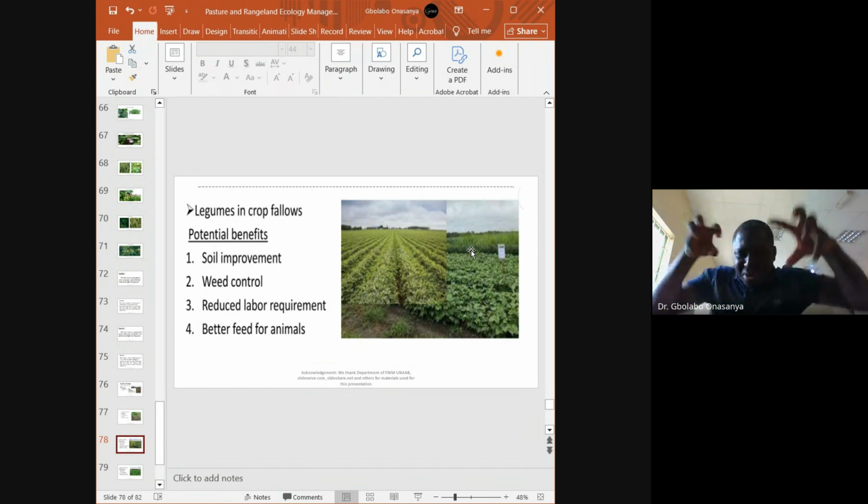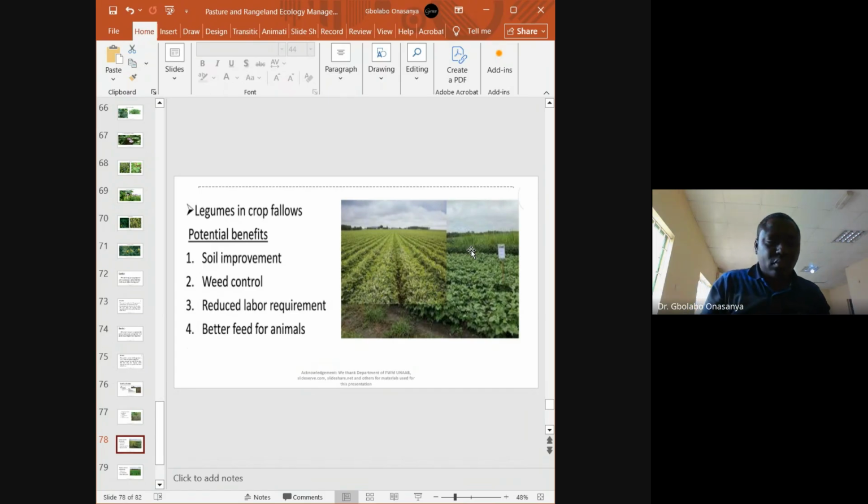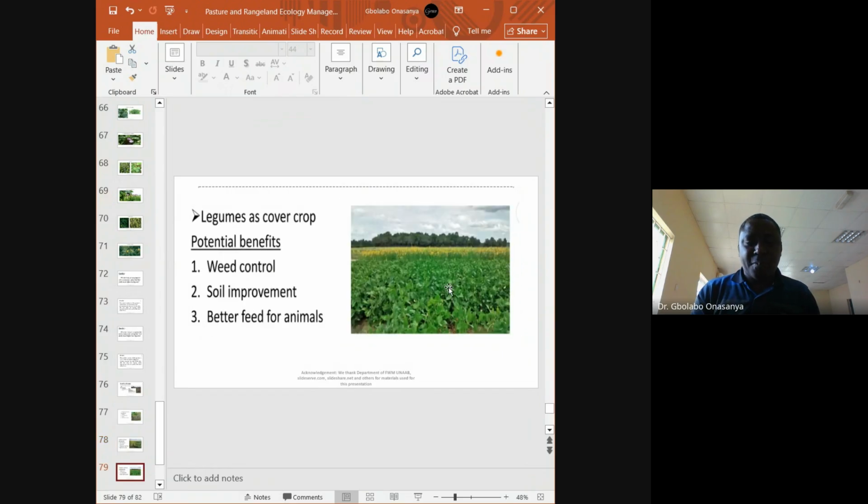I'm talking about forage now. Soil improvement. We can use that for soil erosion control. We can use that for weed control. Where you have grasses, it will be difficult for weed to grow, except creeping grass, as shown in this picture. Creeping grass will not give room for any other grass to grow, because it will take over the environment. It reduces labor requirements, and they provide better feed for our animals.